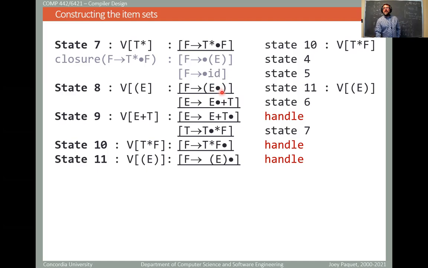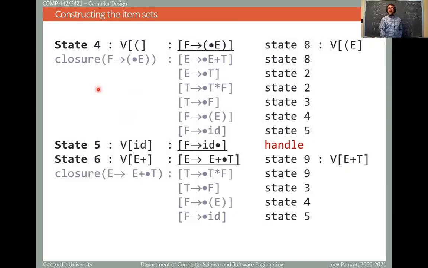So in this, after I move the dot after the close parenthesis here, that would be V of E between parentheses. If I move the dot after the plus here, that's V of E plus, which is state number 6. I was continuing on the list here, but that's the end of the list of items for state number 8. And my state number 9 was identified here.